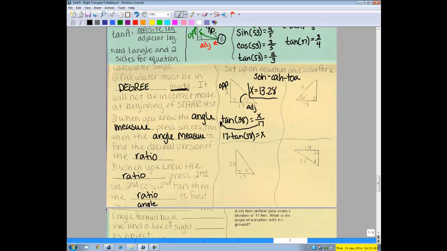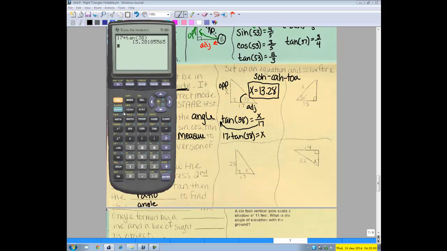Now I'm going to show you what would happen if you did not put this in degree, because it will give you a completely different answer. So I'm going to put mine back on radian. I'm going to do the exact same thing. And see, there is a gigantic difference between radian and degrees. So you have to make sure that your mode is in degrees.